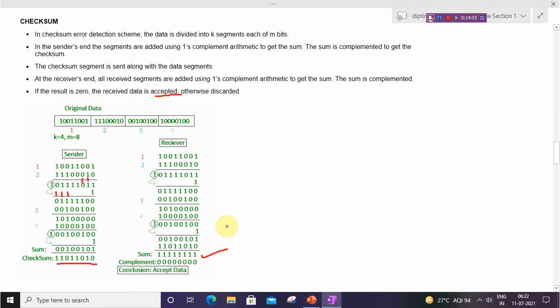Okay. So in checksum, we divide the data unit into segments and add the segments with 1s complement arithmetic. And we send the checksum value with the original data. At the receiver side, the receiver also adds all the data units together with the checksum, and again complements. If the result is 0, then it will accept the data, otherwise it will discard the data. So this is all about two-dimensional parity check and checksum. Thank you.